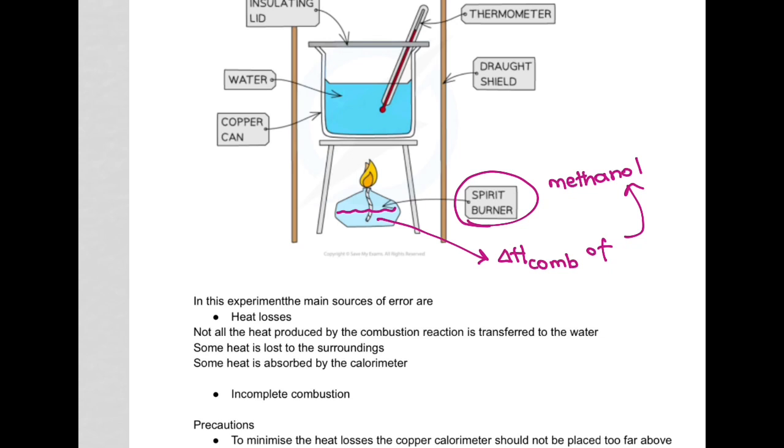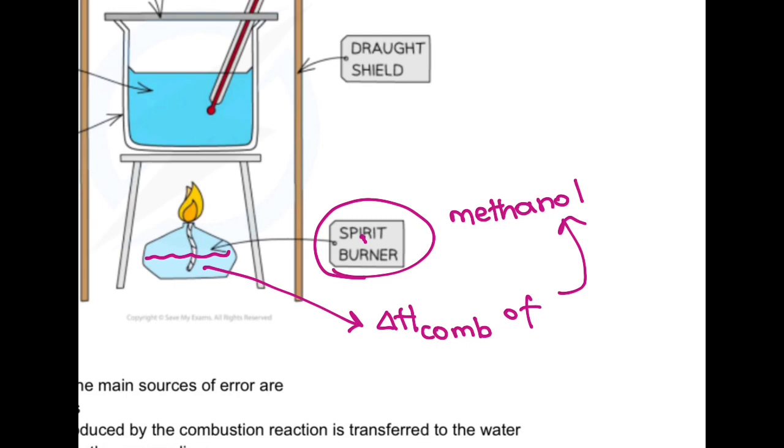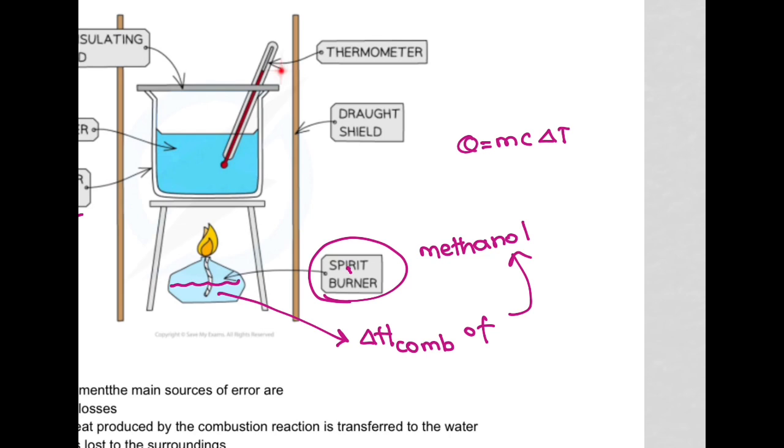So the substance will be in that spirit burner, and this spirit burner is going to heat water in a copper can. So we are assuming that all the energy that is produced by the methanol burning is being transferred to the water here, which is going to lead to a change in temperature, so that we can apply Q is equal to MC delta T. So that change in temperature will be delta T.